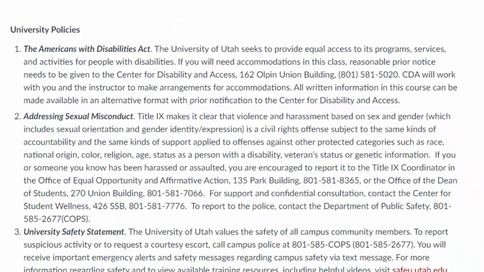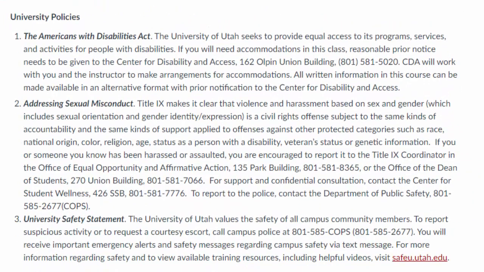Okay, other university policies. We have the Americans with Disabilities Act. The idea here is that if you have anything that we need accommodations for, please go through the Center for Disability and Access. They'll work with you and me to make arrangements for accommodations.